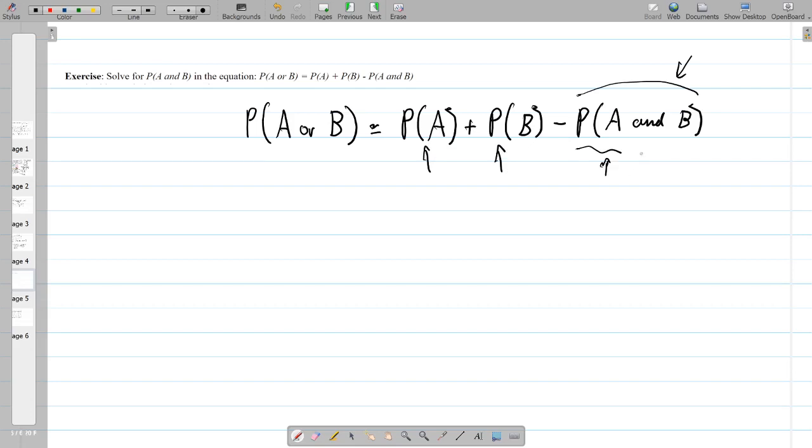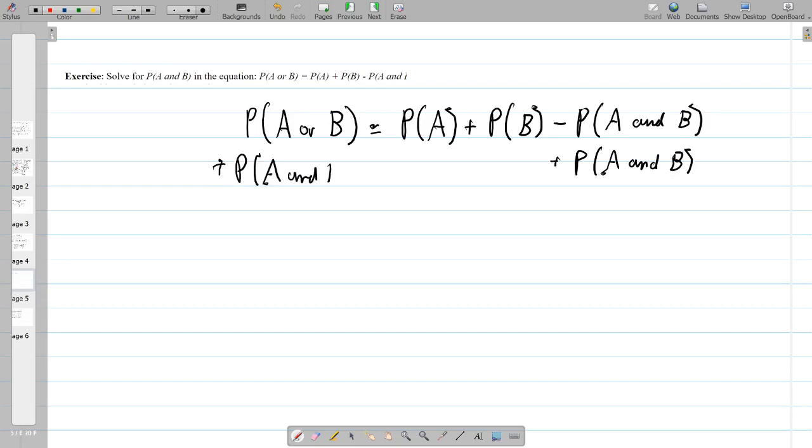In fact, it doesn't really matter in the end, but let me add that to both sides. I think it'll look nicer, easier in the end anyway, so let's try that. So I'm going to do plus A and B to both sides.